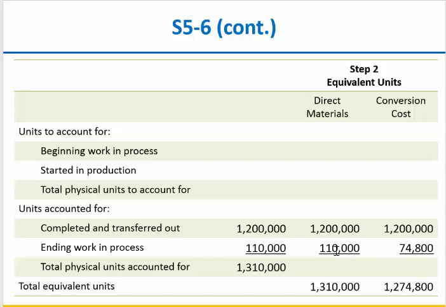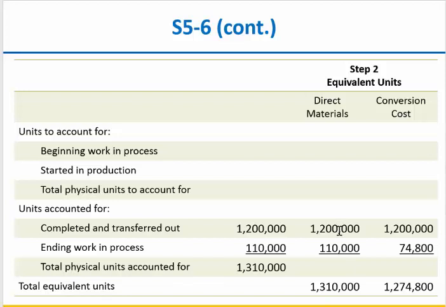Not really the 110,000, which is understandable, because for conversion cost we only have 68% of them completed. So therefore, if you come to the total equivalent units, all you have to do is add the different groups of units.